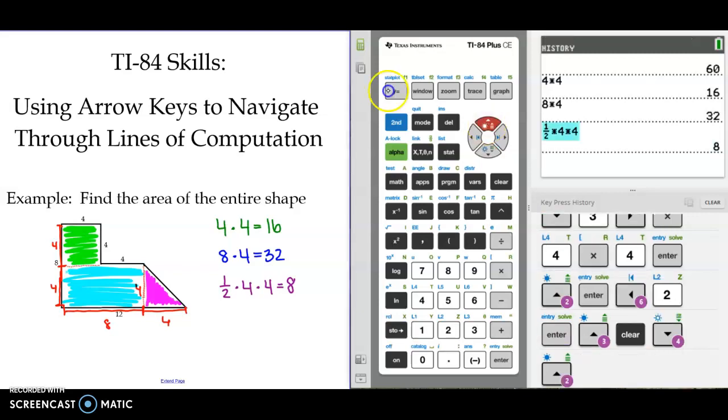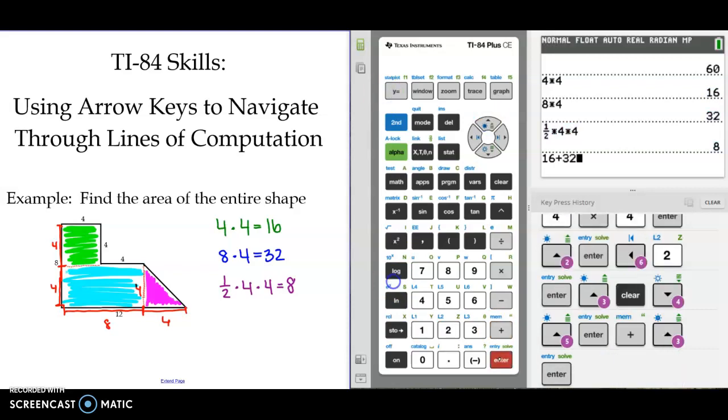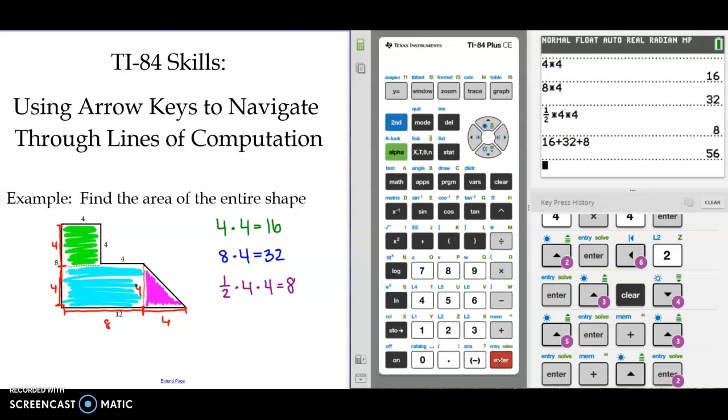I can do that by simply arrowing up to those numbers and hitting enter to reproduce them on the bottom line. So I can put a 16, stick a plus sign after it, go up and grab my 32, put another plus sign there, arrow up and grab the 8, and I didn't have to really use the keypad at all to type 16 plus 32 plus 8. And I can get my final answer. This shape has an area of 56.